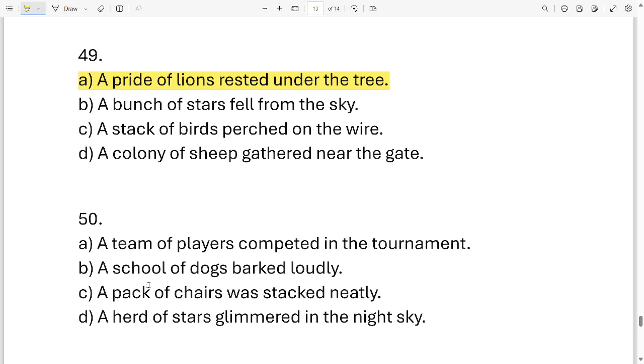And our last question for this practice paper. A team of players competed in the tournament. A school of dogs barked loudly. A pack of chairs was stacked neatly. A herd of stars glimmered in the night sky. Out of these 4 sentences, identify which sentence has used the collective noun correctly. Is it A, is it B, is it C, or is it D?